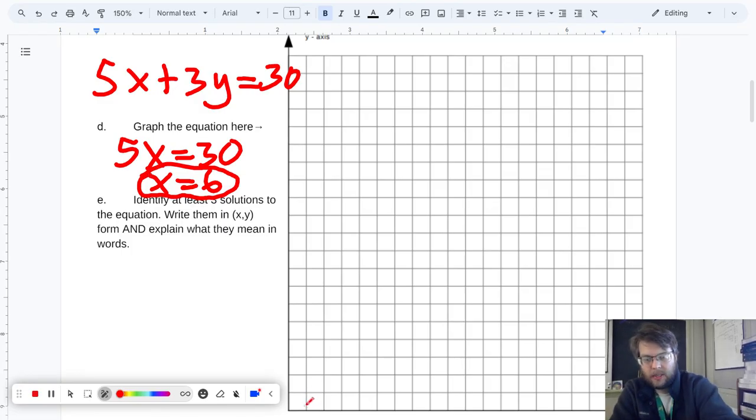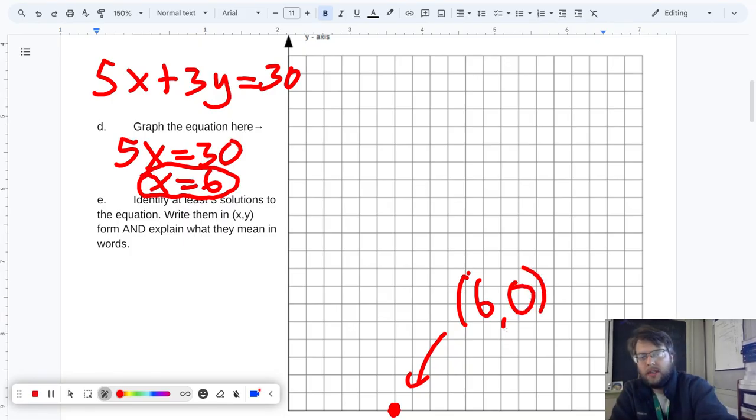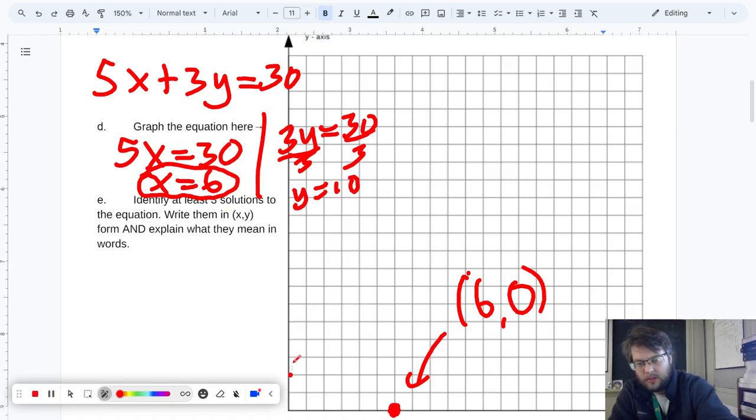That tells me an x-intercept, so I'm going down here to the bottom of the graph, 1, 2, 3, 4, 5, 6. I'm putting a dot right there. That dot down there represents that I bought 6 cups, 0 rope. Similarly, I could solve the other equation where I ignore x and I just solve for y. 3y equals 30, divide by 3 on both sides, I get y equals 10. So let's count. 1, 2, 3, 4, 5, 6, 7, 8, 9, 10. I think I counted right.